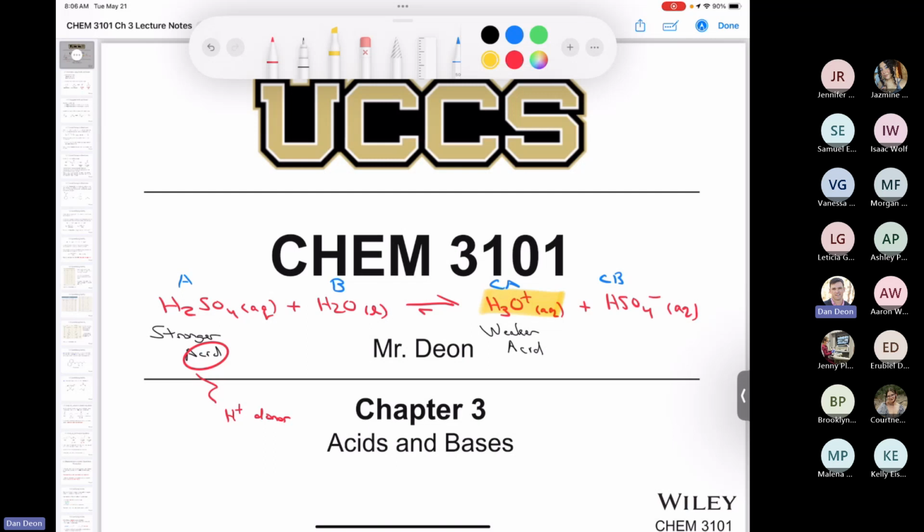Another thing I want you to remember about this chapter is that it would be wise to memorize Table 3.1. That's my nice way of saying you have to memorize Table 3.1, because it covers all the pKa's that you need to know for this class.